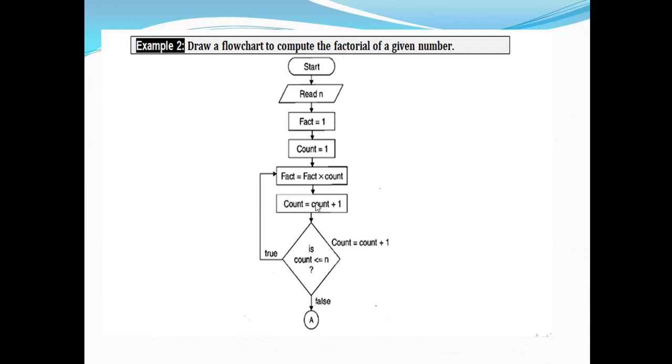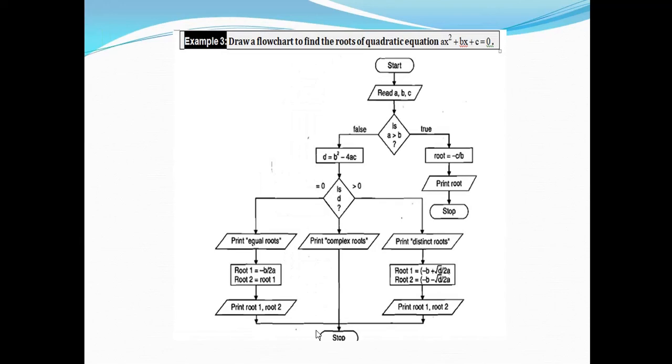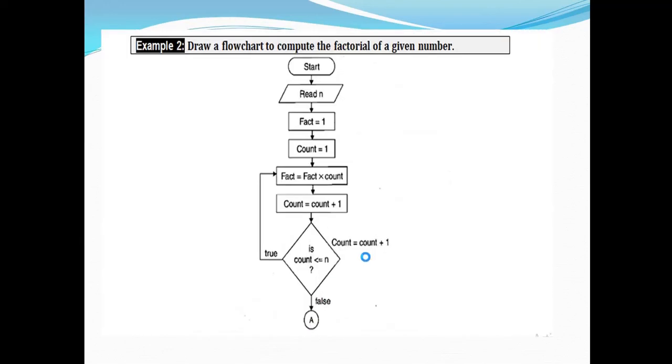Normally the factorial is nothing but, if 5 is the n value, the factorial value is 5 into 4 into 3 into 2 into 1. So here the count value is to be checked, whether the value has reached n or not. Till then we have to continue it. If the value has reached n, then end the process. So this is calculating the factorial of a number.